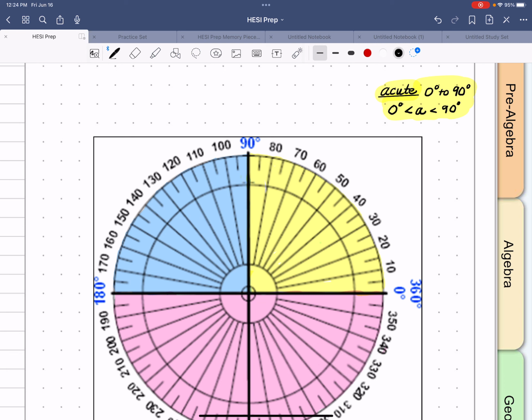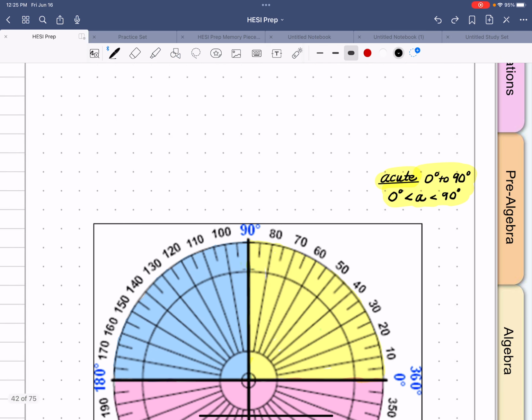I like this drawing because it shows you, if you draw the ray in there right on, say, 30 degrees, it lets you see a 30-degree angle. So let me make that a little darker. If you draw right on 30, you can see that you're making a 30-degree angle right here, which I really like. But this is a circular protractor. Most protractors are just 180 degrees, a half circle. But I like this one because it lets me see the whole circle, which is 360.